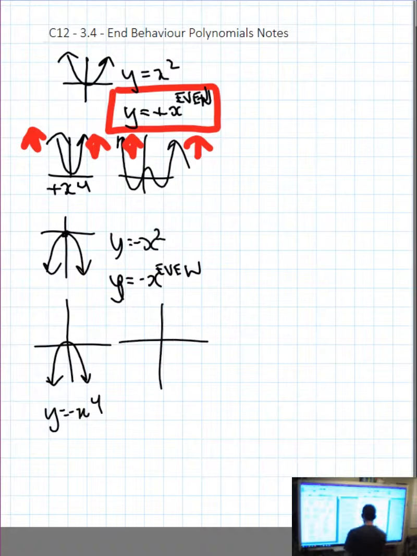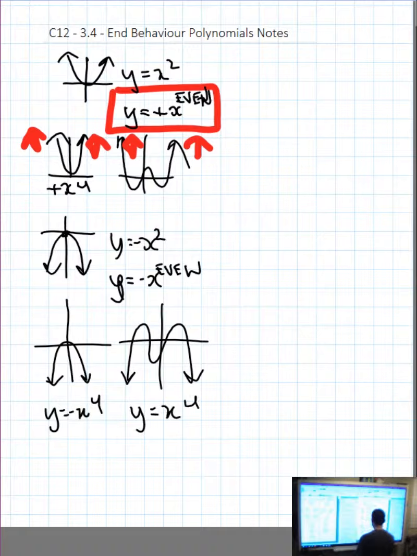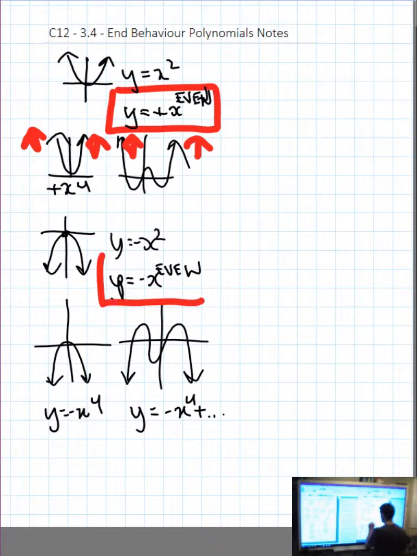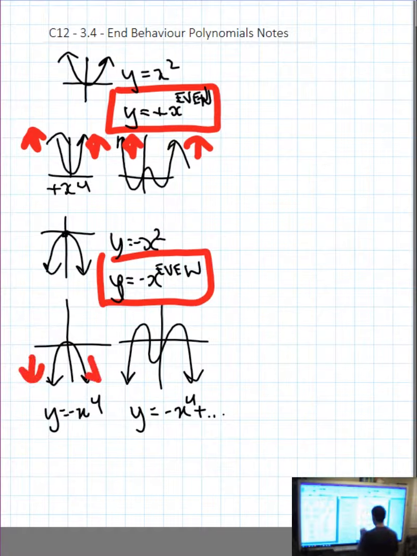And another version of y equals negative x to the 4 plus or minus other terms. But all I care about is if I have a y equals negative x to the even, I know that my arrows go down from quadrant 3 to quadrant 4, again, down and down.